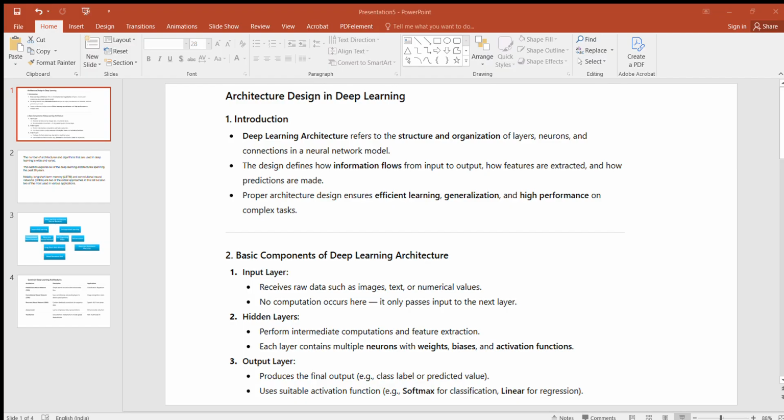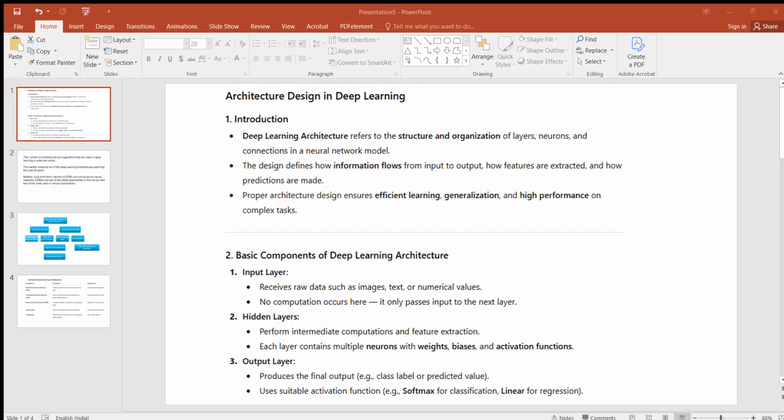So the structure and organization of the layers, neurons and connections in a neural network model: these are the three things. What are they? The number of layers, neurons and connections. So deep learning architecture refers to the structure and organization of layers, neurons and connections in a neural network model. That is the first point you have to understand.